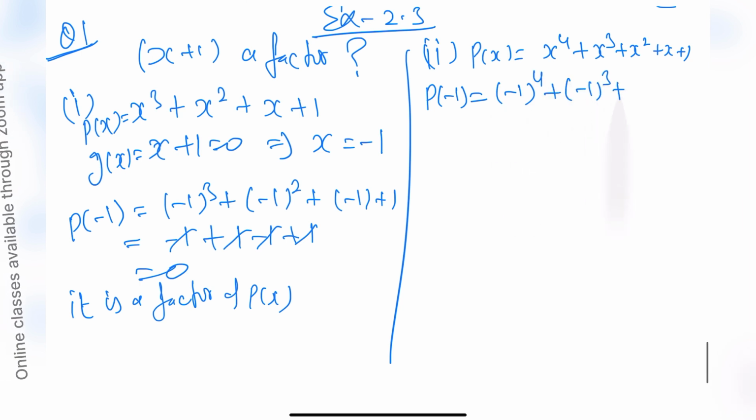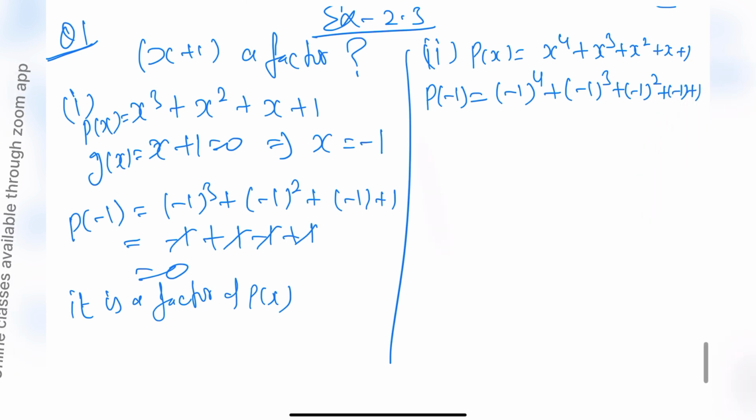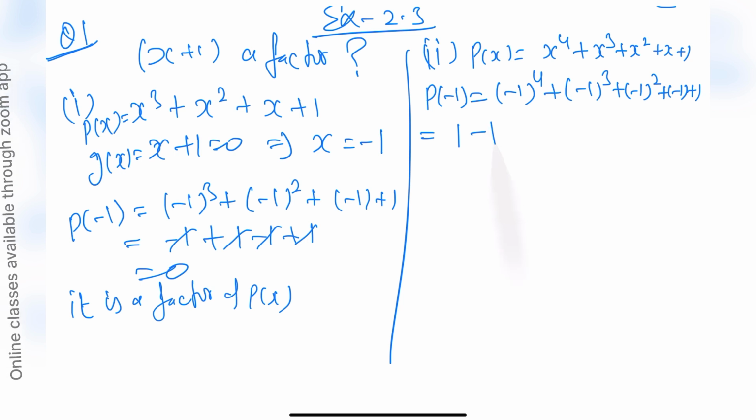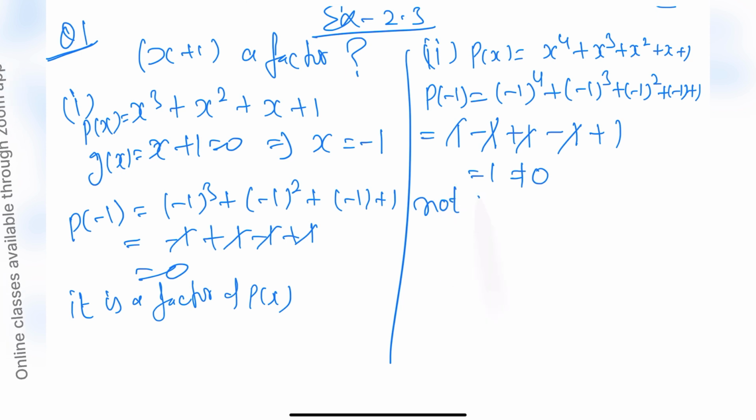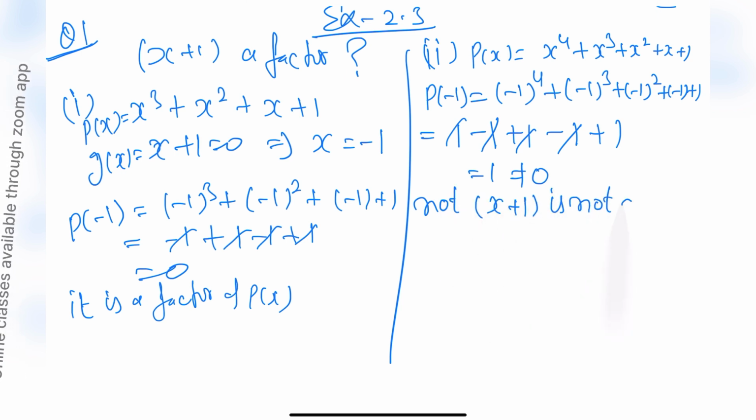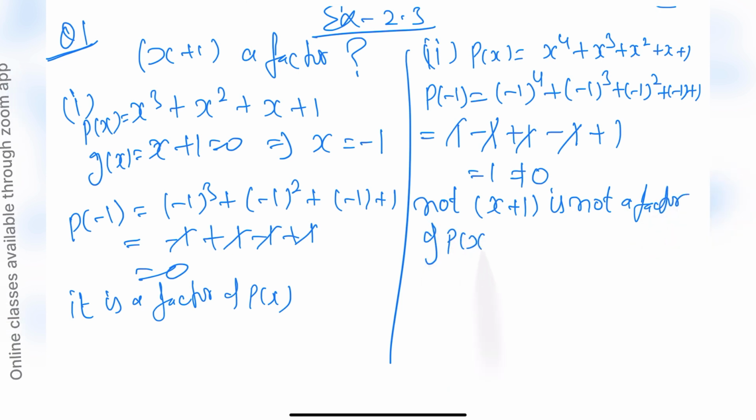So minus 1 raised to the power 4 plus minus 1 cube plus minus 1 square plus minus 1 plus 1 is equal to: minus 1 raised to the power 4 is plus 1, minus 1 cube is minus 1, minus 1 square is plus 1, then plus minus 1 is minus 1, then plus 1. These two are cancelled out, we remain with 1, that is not equal to 0. So no, x plus 1 is not a factor of p of x.